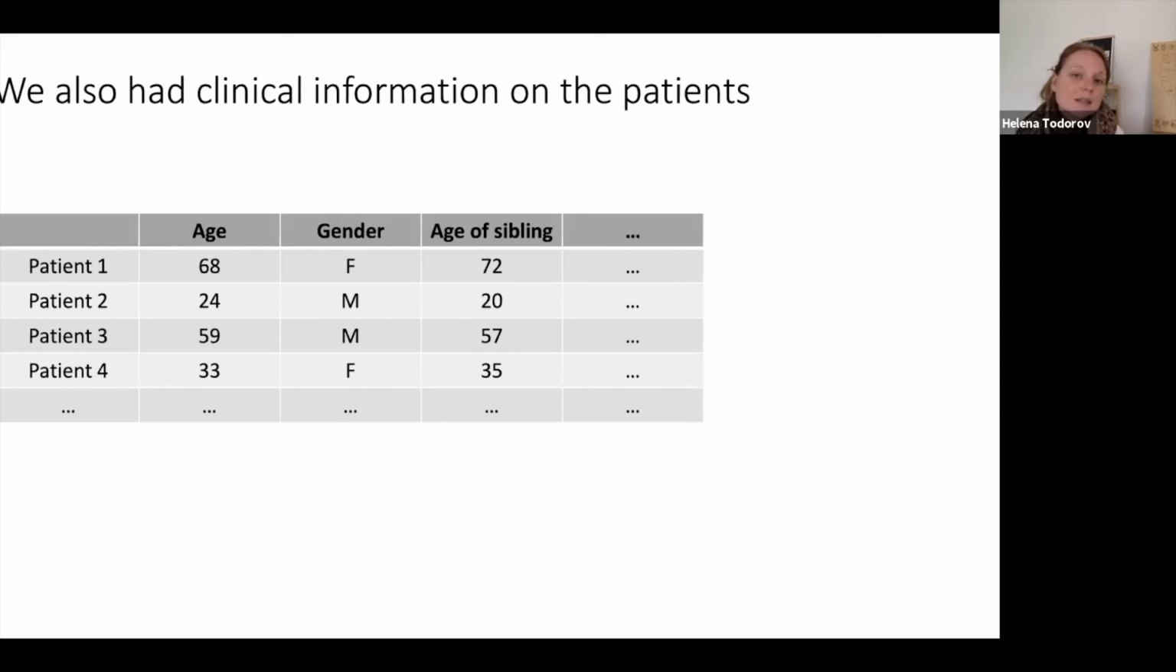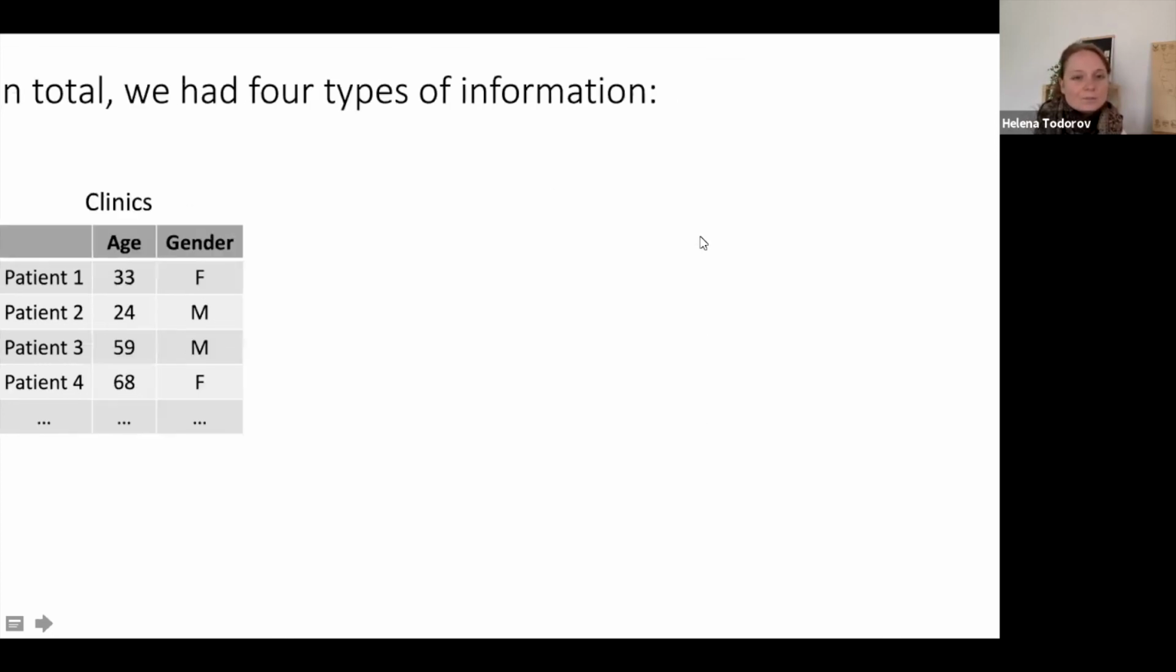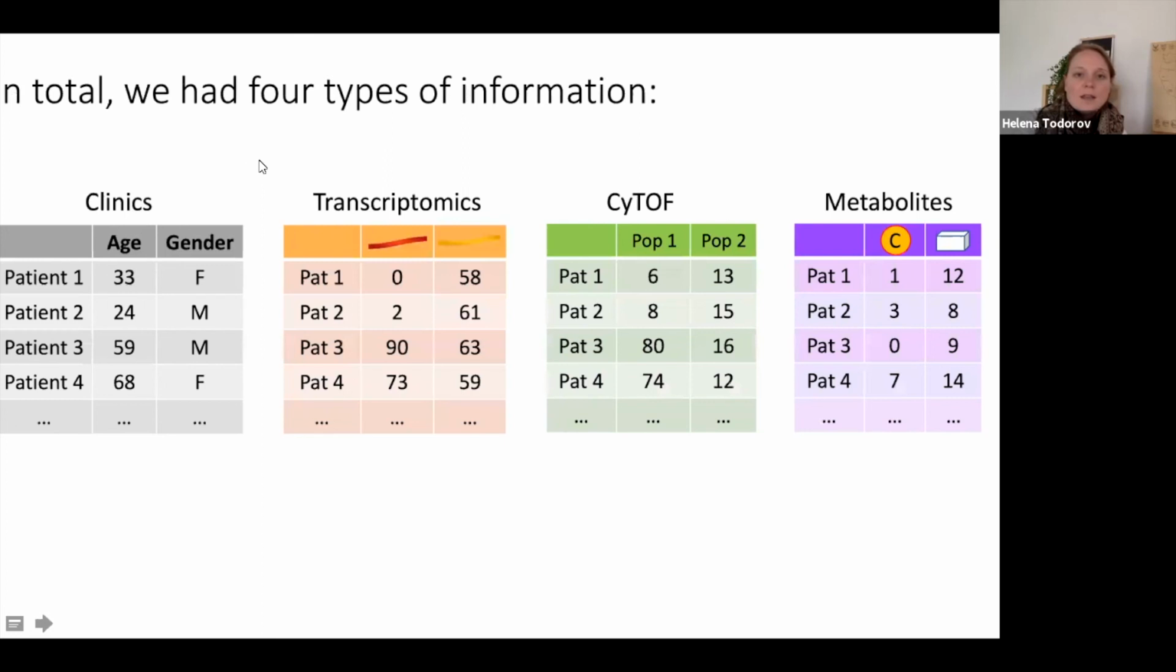We also had clinical information on the patients, so we knew for each patient his or her age, gender, the age of the healthy donor who gave them the bone marrow, and of course most of the time the compatible donor was a sibling, etc. So for each patient we had this clinical information, and then we had 3 different types of information: how many copies of these different genes they had, what type of proteins they had, and the amount of metabolites that they had.